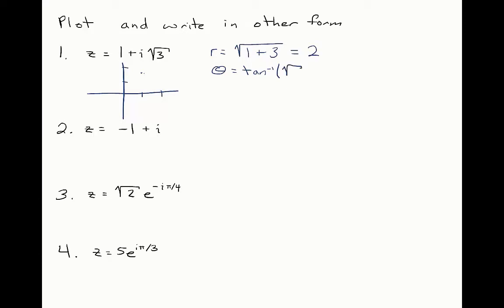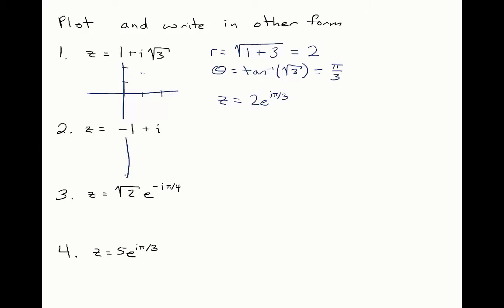A lot of times I like to use values that you can just get out of the unit circle. So this is pi over 3. So this complex number written in polar form is 2e to the i pi over 3.